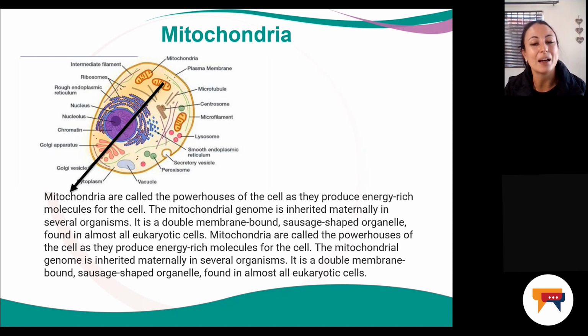It is a double membrane-bound, sausage-shaped organelle found in almost all eukaryotic cells. Now, we study mitochondria very much in detail when we look at the process of cellular respiration, which will come up in another lesson. But all cells have mitochondria.